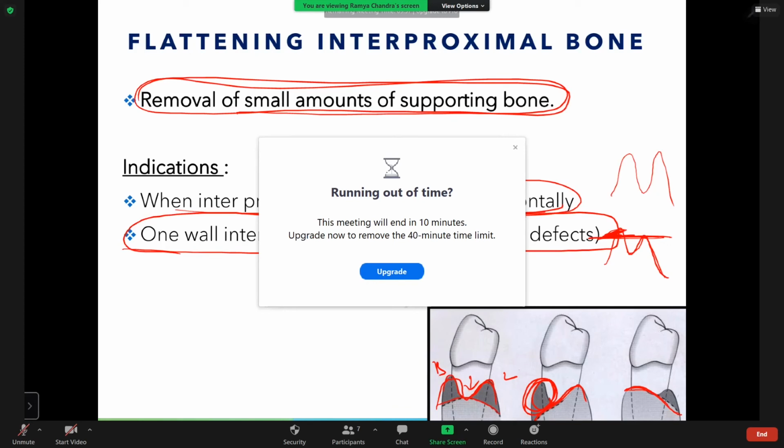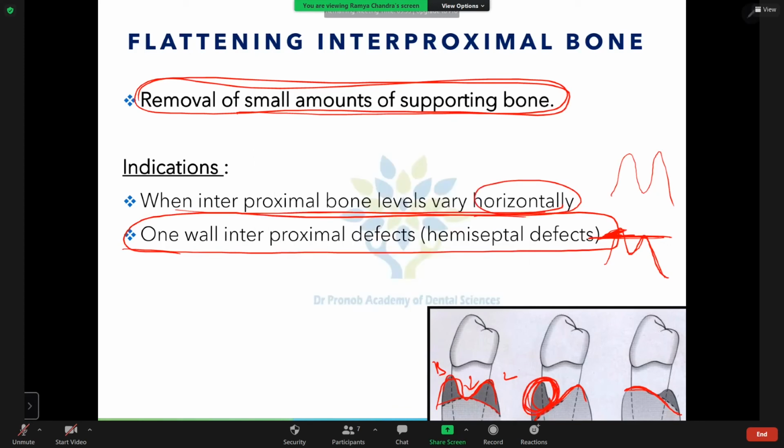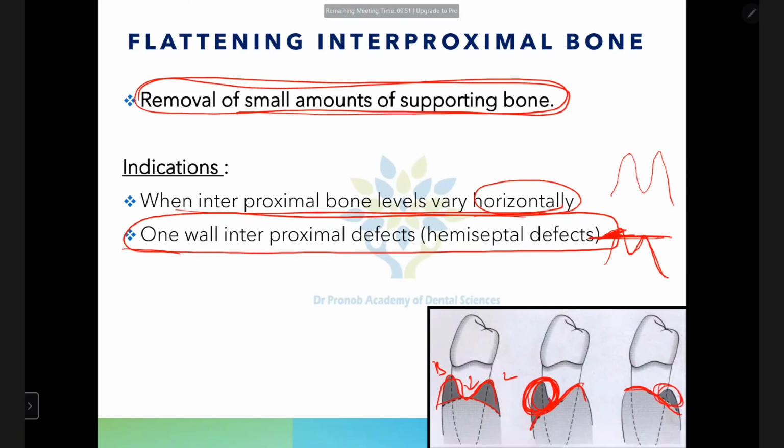Now I can remove this chunk of buccal bone, or else I can remove a small amount of lingual bone. How do I decide which bone to remove? Wherever it is less, I will go with that side of bone removal. Here, if I do it on the lingual side, there is less bone that needs to be removed, so I'll go with removal of bone on this side.